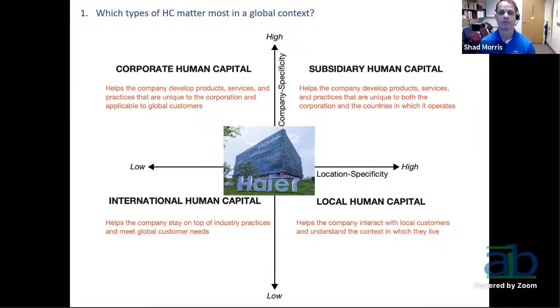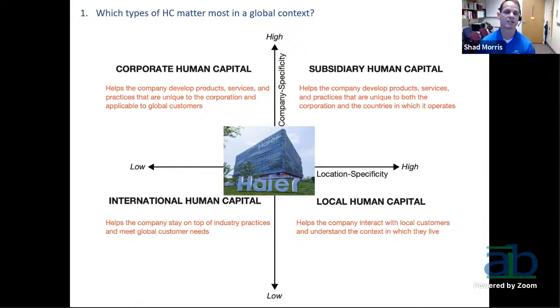For example, if we go back to the Haier situation, Haier employees in Indiana learned about the way things are done in the company and how to navigate the Chinese style of efficiency. They were able to combine that knowledge with their knowledge of local taste to effectively design innovative products for the US market, but at a much lower price point. And so they're combining this knowledge of the Haier way of working with the knowledge of the local environment, creating what we call subsidiary human capital.